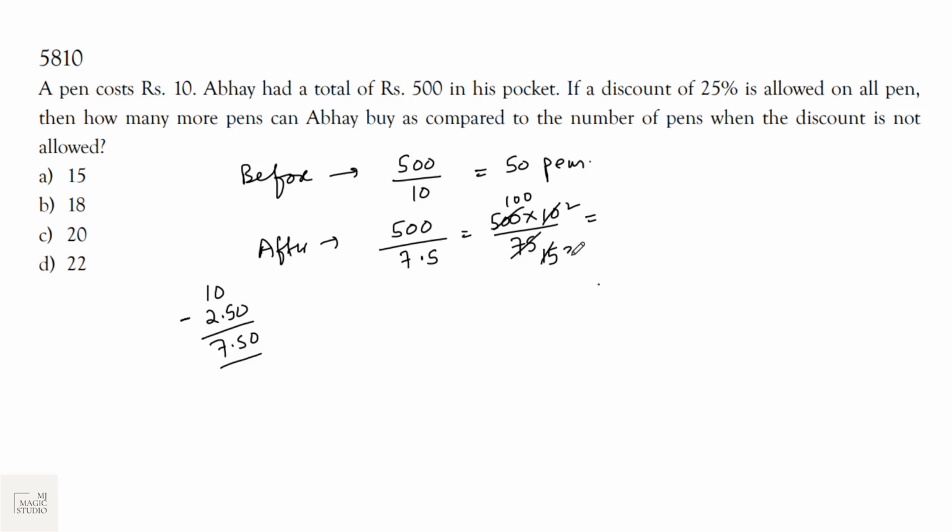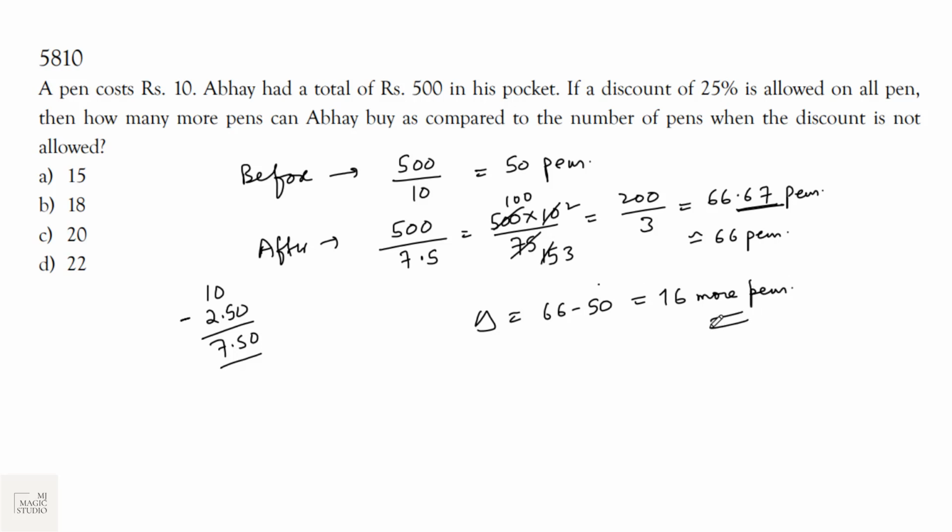So 500 by 7.5, that would be 200 by 3, 100 by 3, 33, 66. 66.67 pens, but he can't buy in fractions, maybe like 66 pens. So the difference would be 66 minus 50. He can buy 16 more pens out of his 500 rupees if 25% discount is allowed. But you see that we have got options of 15, 18, 20, 22. So I'll go with option A. That how many more pens he can buy? He can buy 15 more pens. That is for certain. He cannot buy 18, 20 or 22. So mark on 15 and move on.